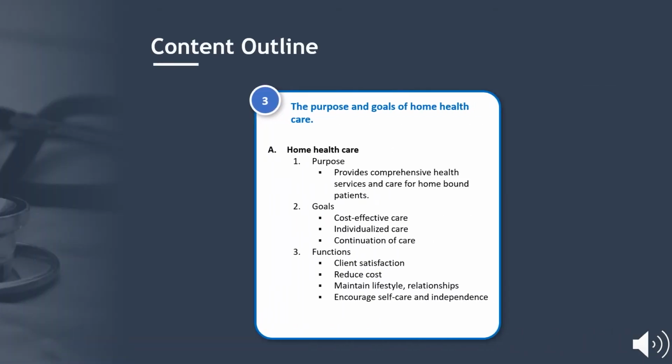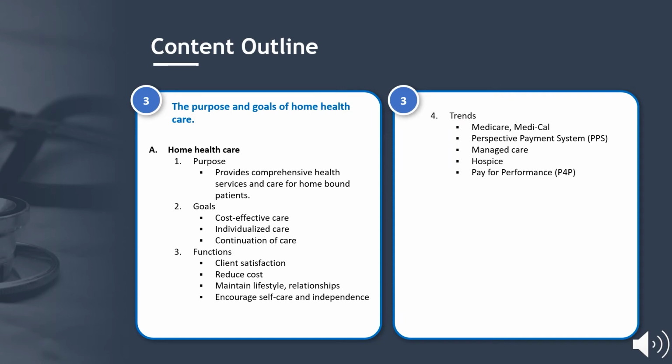The purpose and goals of home health care. Home health care. 1. Purpose. Provides comprehensive health services and care for homebound patients. 2. Goals. Cost-effective care, individualized care, continuation of care. 3. Functions. Client satisfaction, reduced cost, maintain lifestyle, relationships, encourage self-care and independence. 4. Trends. Medicare, Medi-Cal, prospective payment system, PPS, managed care, hospice, pay for performance, P for P.